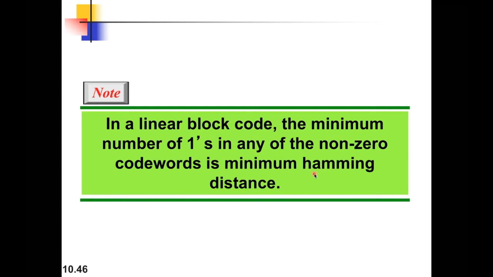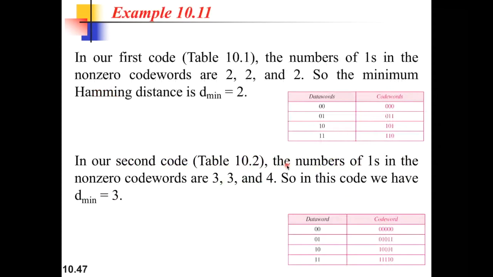Next question. When your coding is linear block code, the minimum number of ones in any code word except the all zeros is the minimum Hamming distance. See here, we want to find the minimum Hamming distance of this coding scheme. And I inform you that this is a linear block code.